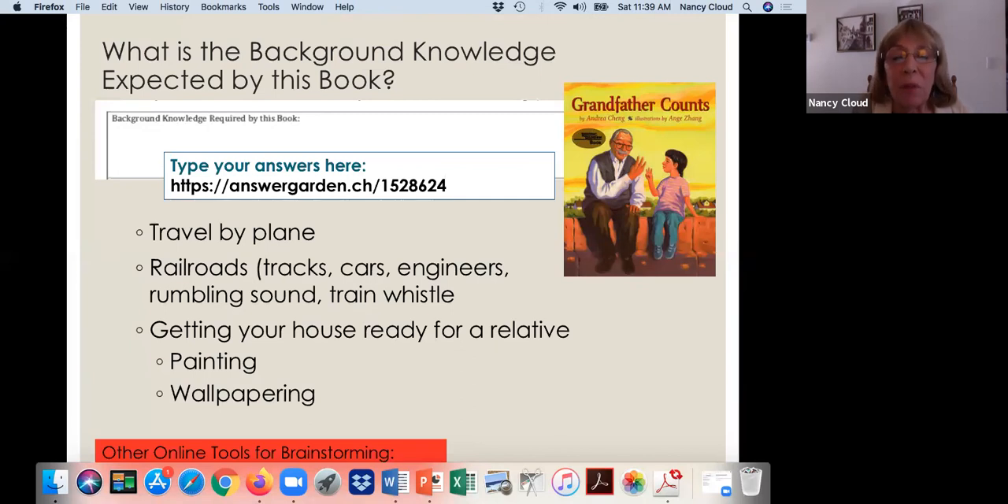Okay, so these were some of the things that I listed. None of you seem to list the painting and wallpapering, but wallpaper, oh my goodness, that's something that maybe people don't even have in their homes. So that could be something. And at the bottom of this slide, I've listed for you other online tools for brainstorming, a link to that, okay? So just know about that.